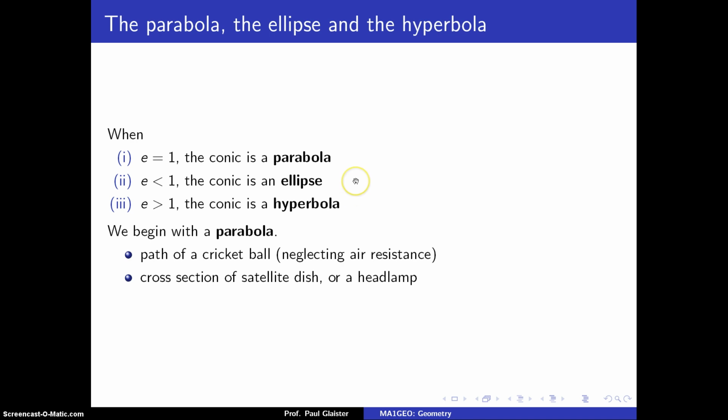For example, for the ellipse, the ratio of SP to PM, which is the distance from P to the focus and P to the directrix, is a number less than 1, say a half. Now for the parabola, two obvious examples that one can see in real life are the path of a ball as it travels through the air, for example a cricket ball, which will follow the shape of a parabola. Or if you look at the cross section of a satellite dish or a headlamp, that for very good reason is in the shape of a parabola.